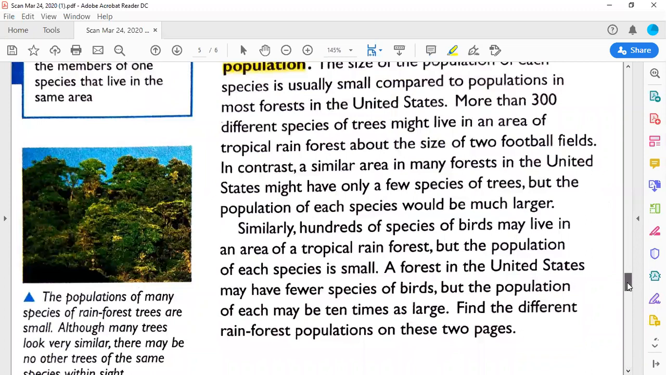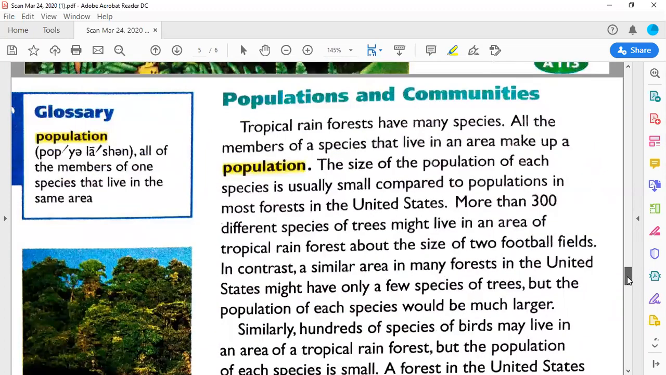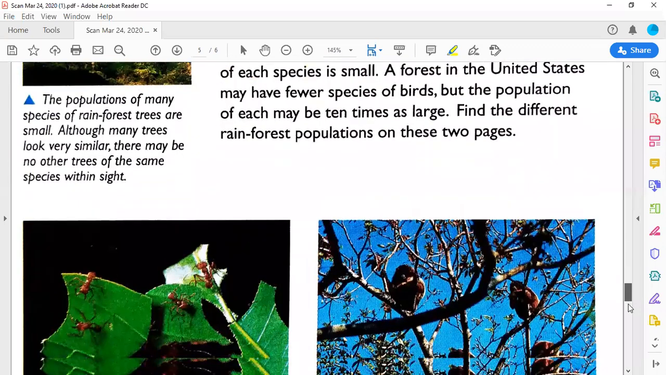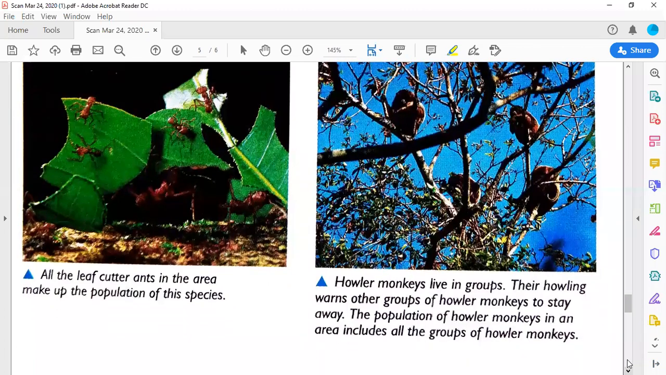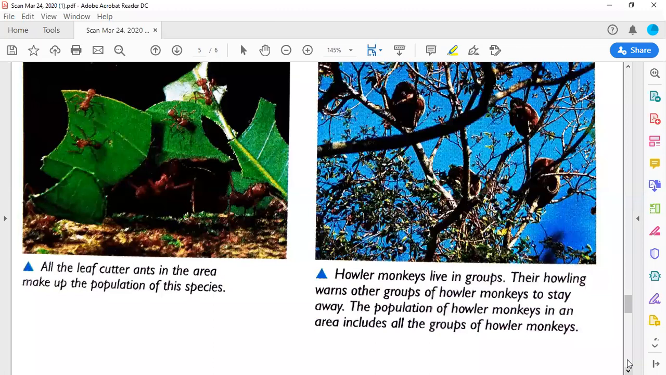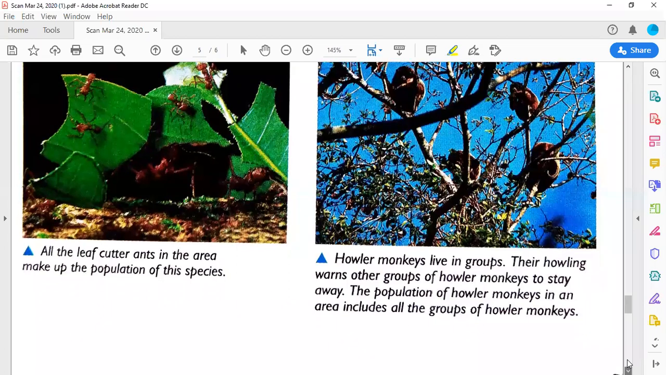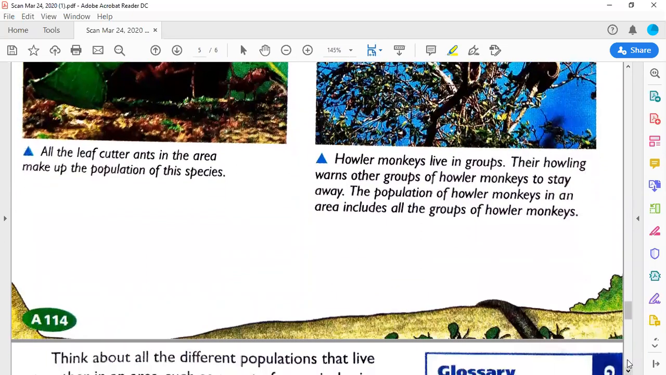So the population is the different species living or interacting in the same area, right? That is called population. And look, we have some pictures over here. The leafcutter ants in the area make up the population of the species, and howler monkeys live in groups. Their howling warns other groups of howler monkeys to stay away. The population of howler monkeys in an area includes all the groups of howler monkeys. So the groups of each species, that is called a population, okay? It may be a population of ants, a population of monkeys, a population of many different animals or species.